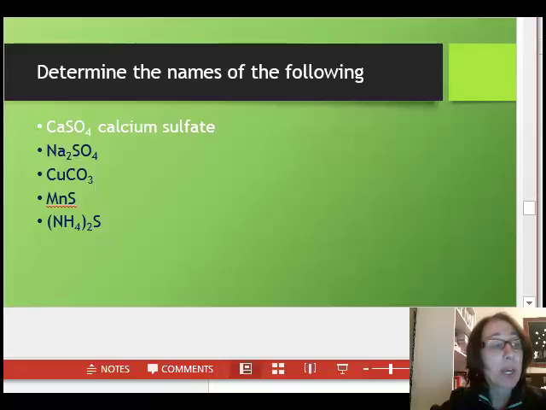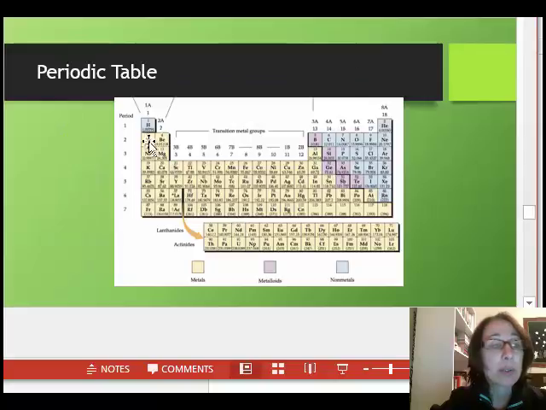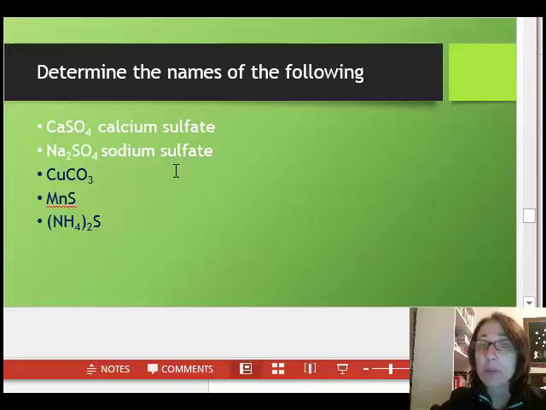Our next example has the symbol of sodium and then the formula for sulfate. Since sodium is an alkali metal, it has a constant charge, and the name of the sodium cation is sodium. The cation name followed by the anion name is sodium sulfate.